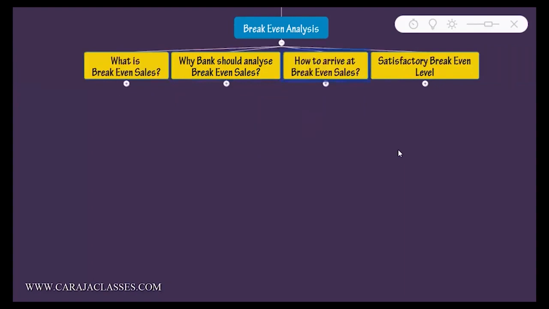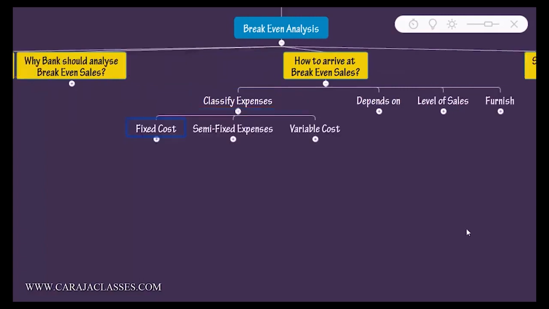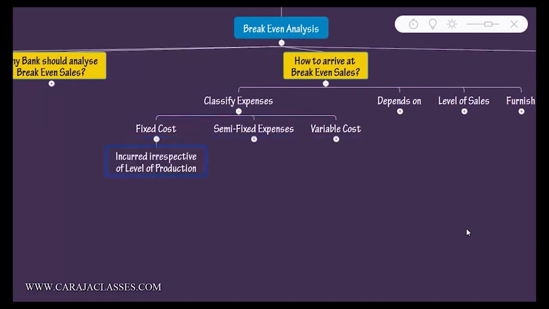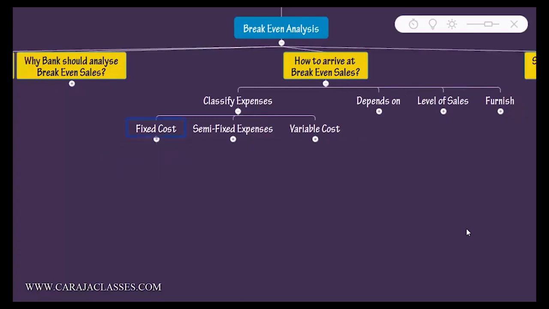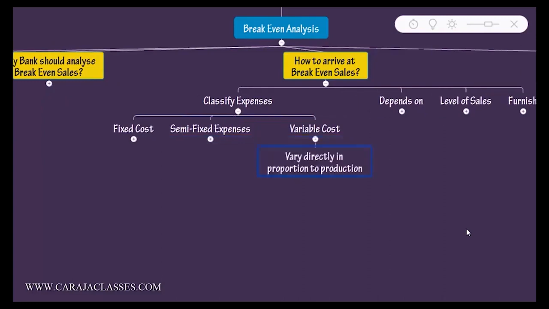Now, how to arrive at break-even sales? Look at this. If you want to arrive at break-even sale, first of all, you should classify expenses into 3 categories: fixed cost, semi-fixed cost, and variable cost. Fixed cost or fixed expenses are those expenses which have to be incurred, whatever be the level of production. Whereas semi-fixed expenses are those expenses which will remain fixed up to a certain level, but they'll become variable after they cross a particular level of production. Then we have variable cost. Obviously, it would vary directly in proportion to production.